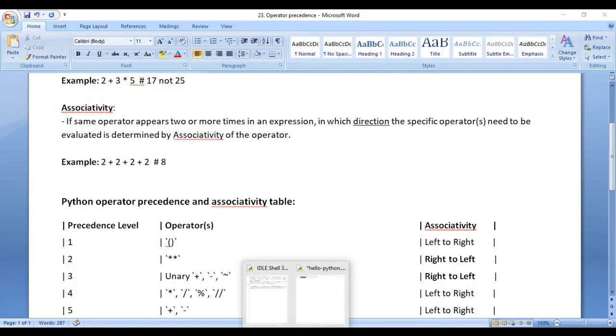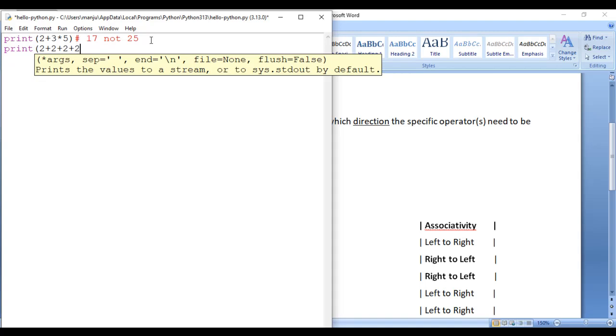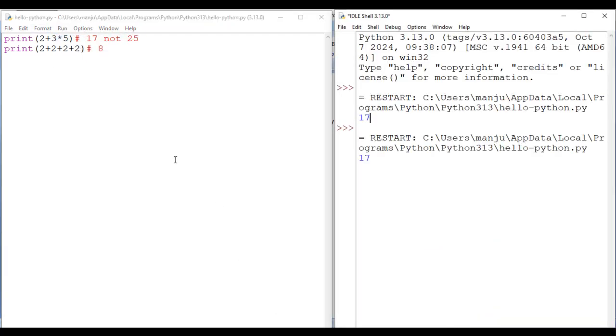If I come here and simply say print 2 plus 2 plus 2 plus 2, here the operators are evaluated from left to right. So definitely we'll get the output 8. I'll just save it and show it. If I say run module, you see we got 8. Let me give one more example.